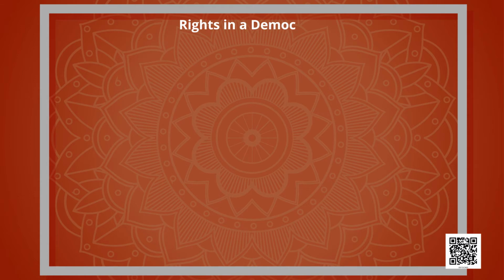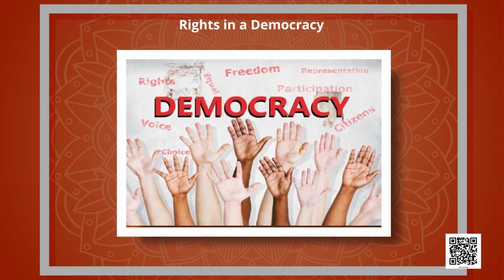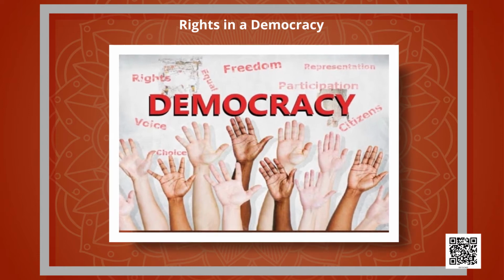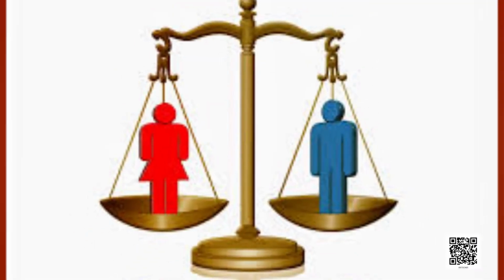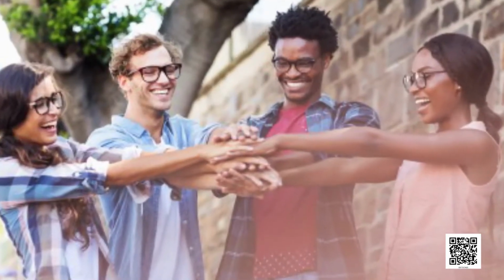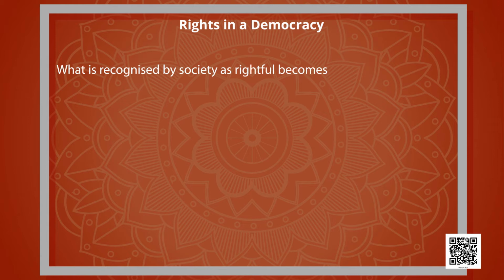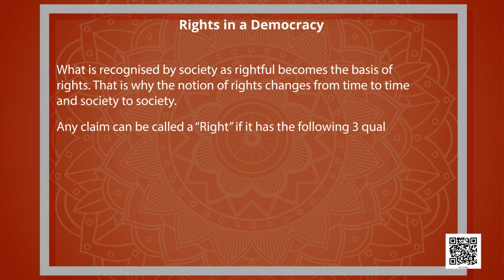Moving on, rights in a democracy. All of us want to live happily, without fear and without being subjected to bad treatment. For this, we expect others to behave in such a way that does not harm us or hurt us. Equally, our actions should not harm or hurt others. A right is possible when you make a claim that is equally possible for others. A right comes with an obligation to respect others' rights. What is recognized by society as rightful becomes the basis of rights. That is why the notion of rights changes from time to time and society to society. Any claim can be called a right if it has the following three qualities.